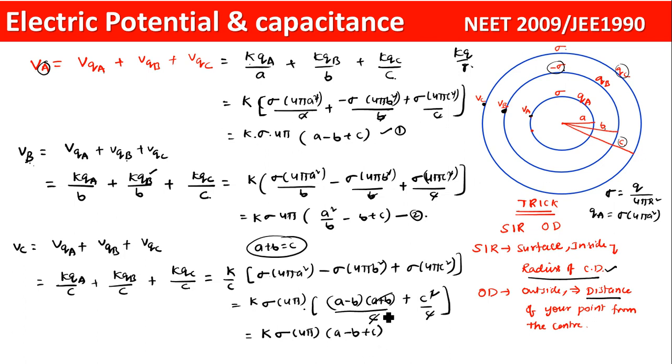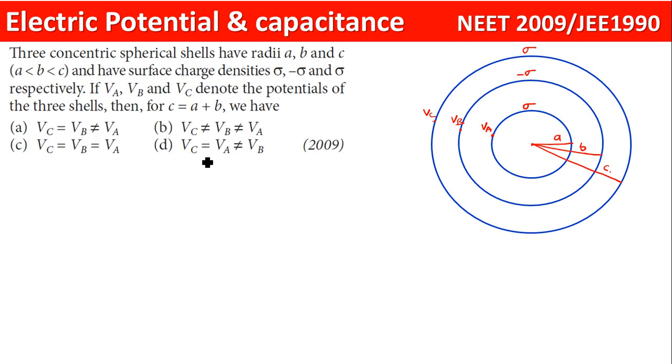That's what you got. Now let us compare equations 1, 2, 3. So if you see, K sigma 4 pi into A minus B plus C is the same as the first one, but it is not the same for the second one. So first and third are the same. So second one is not the same. So you can say VA is equal to VC, which is not equal to VB. Which option is correct? Let us see. VC is equal to VA, which is not equal to VB. Option D is correct. Thank you.